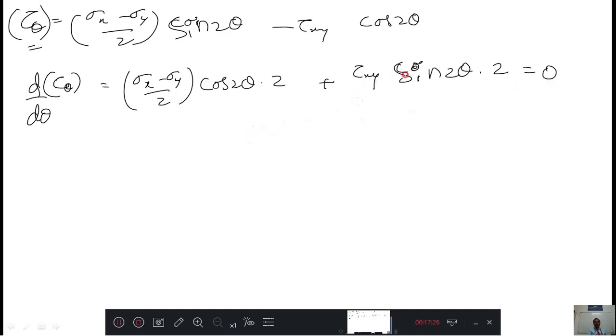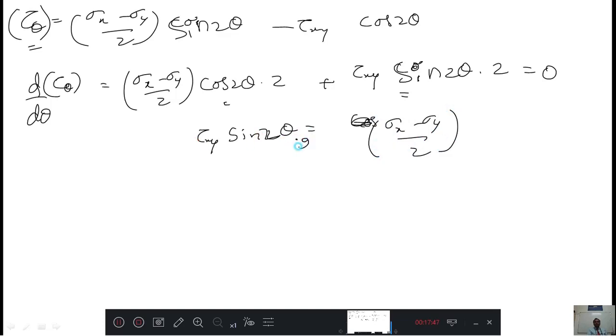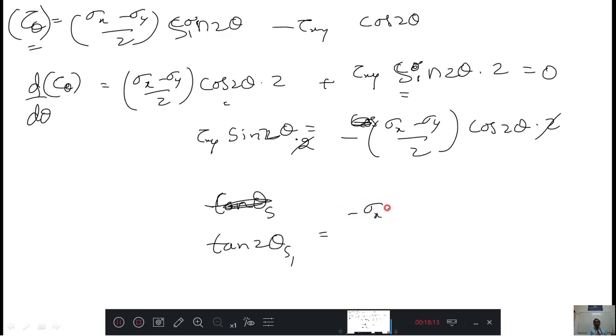Then here, I will retain tau xy sin 2 theta on this side and send the other to that side, that is cos 2 theta and sigma x minus sigma y by 2, into 2 by 2 cos 2 theta. The 2 cancels. Then sin 2 theta is there, and cos 2 theta you bring to this side. There is a minus here. Then tan 2 theta, this time it is tan 2 theta s1, is equal to minus (sigma x minus sigma y by 2) divided by tau xy.